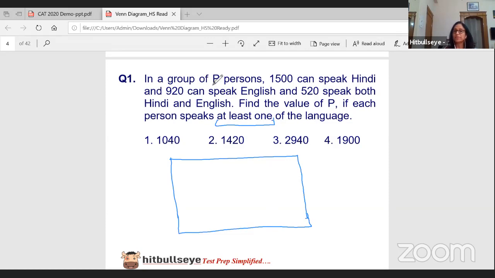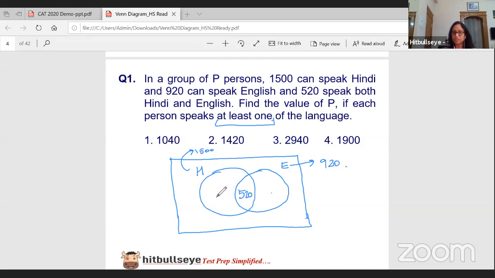Let's see how. There are 1500 people who can speak Hindi. Please mind it, it's not only Hindi. That means it is the entire circle of Hindi that is being talked about, which is given to you as 1500. Then it says that 920 can speak English, which means that this entire circle is given to you as 920. Then it says that 520 speak both the languages. So this common portion is given to you as 520. So that's what I was telling you in the previous question also. If this number is 520, obviously this number will be 920 minus 520. This will be 1500 minus 520.